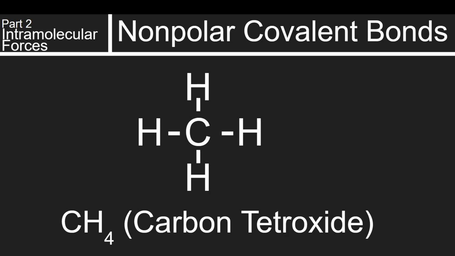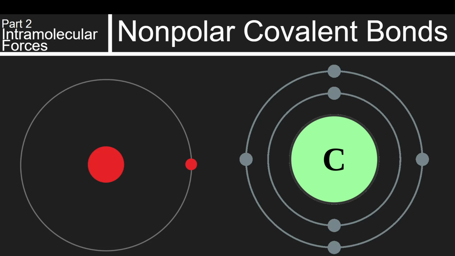Probably the most basic nonpolar covalent molecule is carbon tetrahydride, better known as methane. And methane here is CH4, a carbon and 4 hydrogens. So let's look at these molecules. Of course hydrogen, number 1, is going to have 1 valence electron, while carbon has 4 valence electrons. Carbon is element number 6.